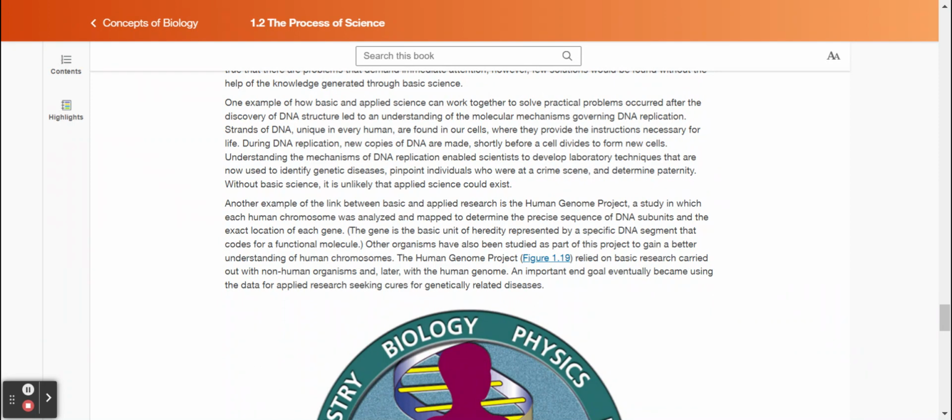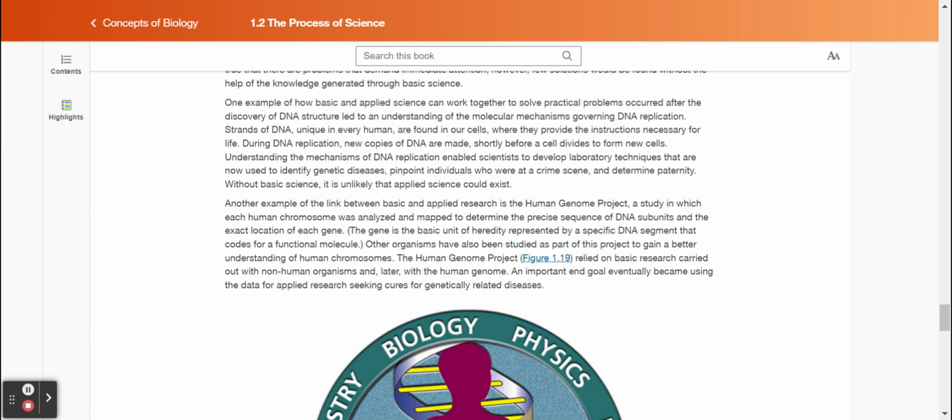One example of how basic and applied science can work together to solve practical problems occurred after the discovery of DNA structure led to an understanding of the molecular mechanisms governing DNA replication. Strands of DNA, unique in every human, are found in our cells, where they provide the instructions necessary for life. During DNA replication, new copies of DNA are made shortly before a cell divides to form new cells.